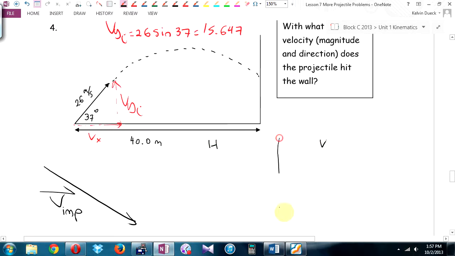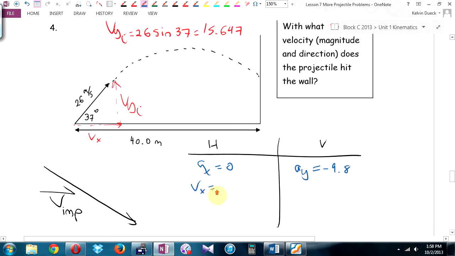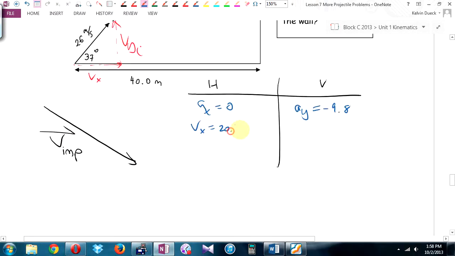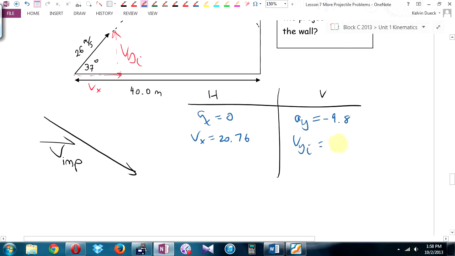Horizontal, vertical. Horizontally, right away, I know that Vx was, scroll down, 20.76. Vy initial was 15.647. Josh, you may notice that on the last question, we then wrote time underneath both columns. Did they give us the time? There has to be something else they gave us, though, because right now I only have 2 things, and I need 3.